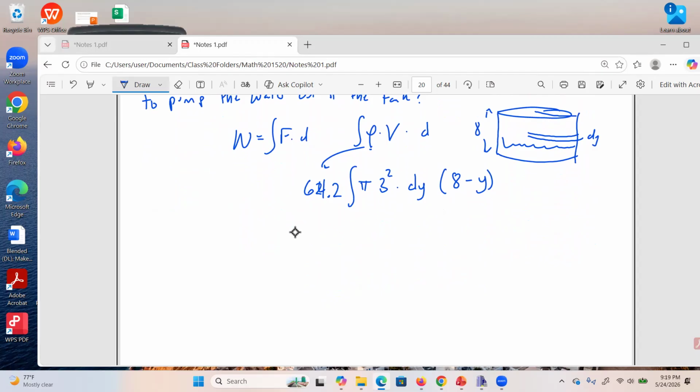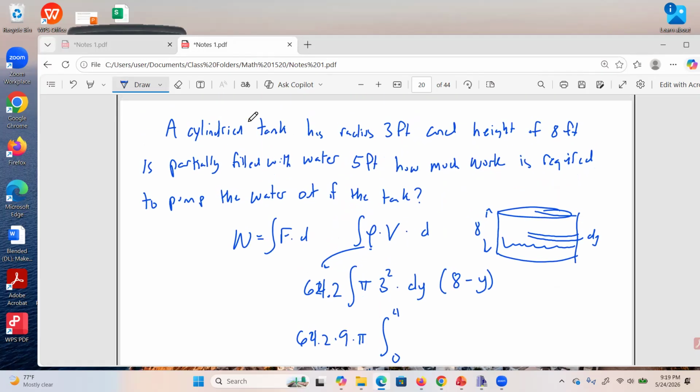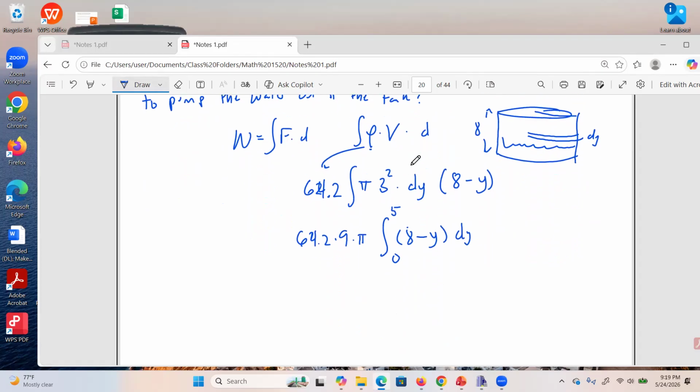So here we go. We have 64.2 times 9 times pi integral. Now, we only have to go for all of the water. We're only going to go from 0 to 5, right? Because it's only up to 5 feet. So we'll go 0 to 5. Okay. 0 to 5. Let's see. I think it's just 8 minus y dy here, because the other parts of this were constant. So this is what we're going to be able to do here.